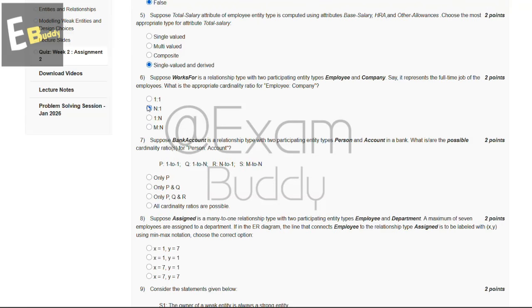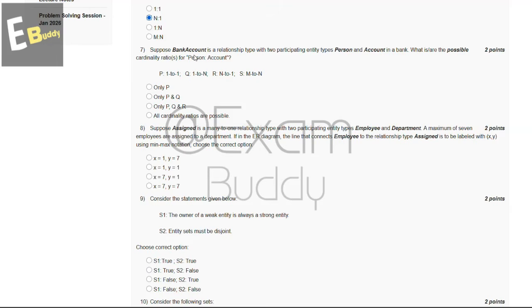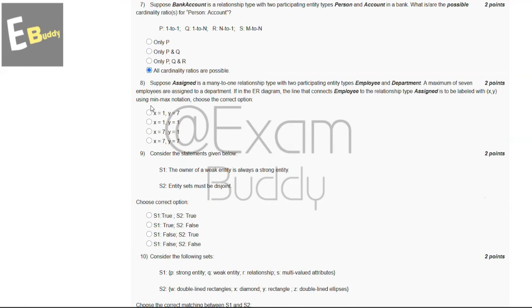And now let's go to our question number 7. Suppose bank account is a relationship type with two participating entity types, person and account in a bank. What are the possible cardinality ratios for person to account? So these are the options and the answer of our seventh question is D. All cardinality ratios are possible. And now let's go to our question number 8.